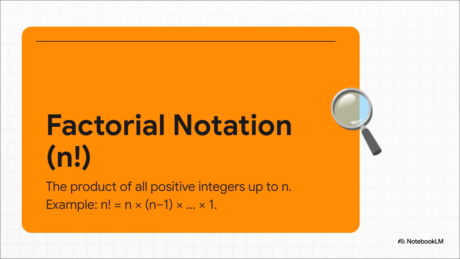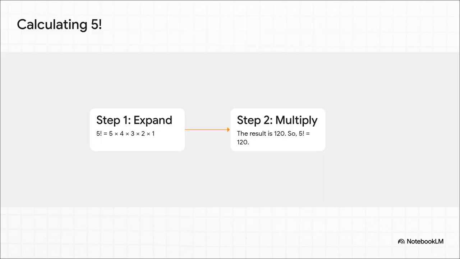So when you see n factorial, or n with an exclamation point, it just means you multiply n by every single whole number below it all the way down to 1. So that calculation we just did, 4 times 3 times 2 times 1, can be written way more simply as just 4!. Let's just see it in action real quick with 5 factorial.